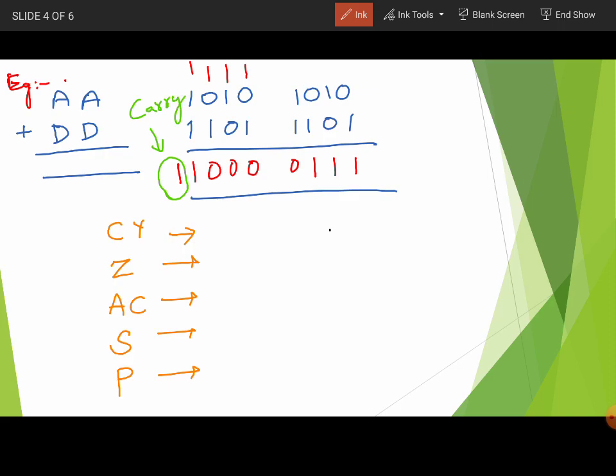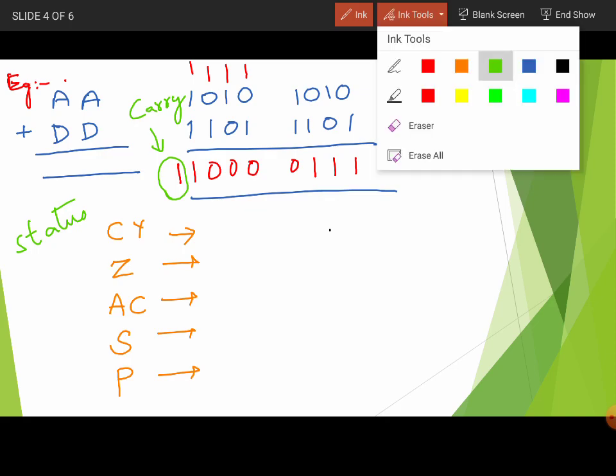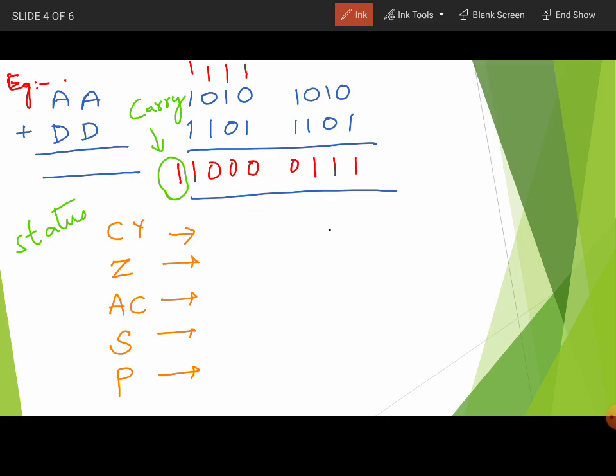Now let us see the status of the flags. So we have carry, zero, auxiliary carry, sign and parity. First carry. Carry was generated, so Cy is equal to 1. Zero: is the result equal to 0? No, it is not equal to 0. So the zero flag will be equal to 0.